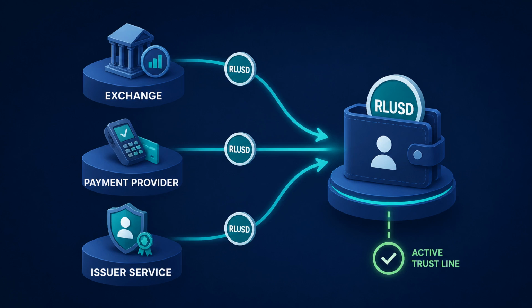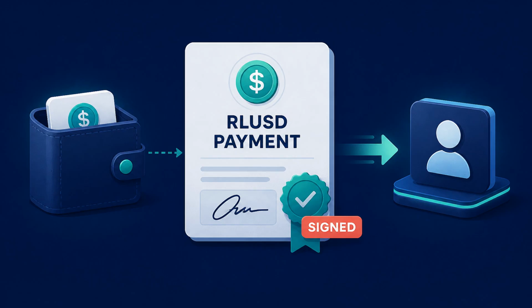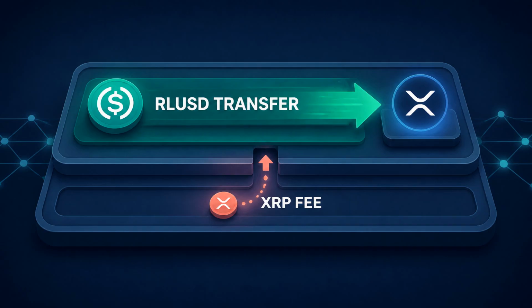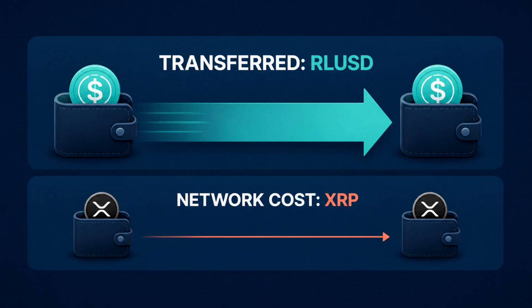The user can then receive RLUSD from an exchange, payment provider, or eligible issuer service. When the user sends RLUSD, the wallet signs a payment transaction. Validators finalize the ledger update, and the RLUSD balance moves across trust lines from sender to recipient. A small amount of XRP is still used for the network transaction cost. The asset being transferred is RLUSD, while XRP pays for the ledger operation.